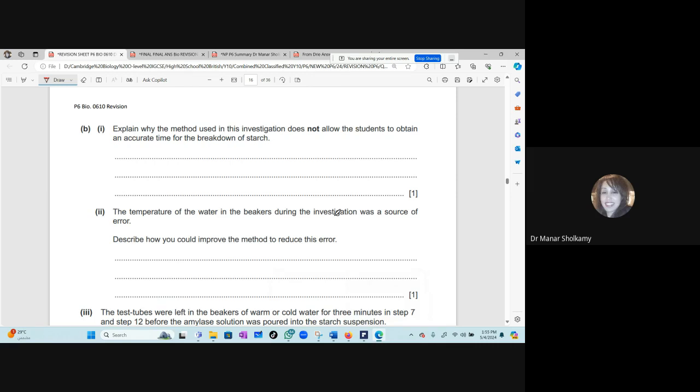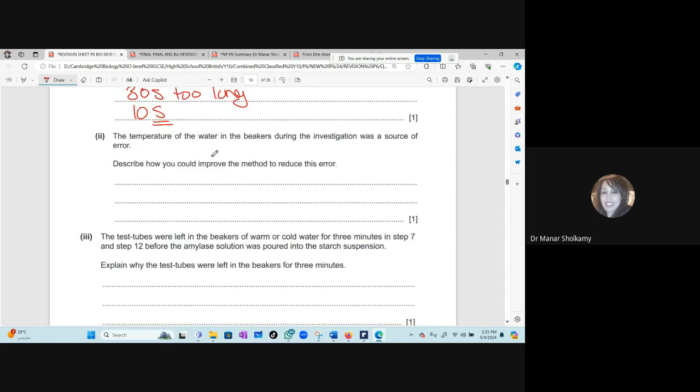The 30 seconds is a very long time. Why don't I do it every 10 seconds? So the color change might have taken place between those time intervals. The time interval was too long. Maybe I can repeat and take a sample after 10 seconds to know exactly when all the starch was broken down. Describe how you could improve the method to reduce this error.